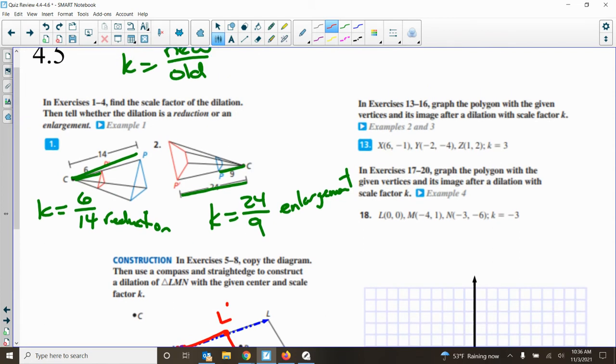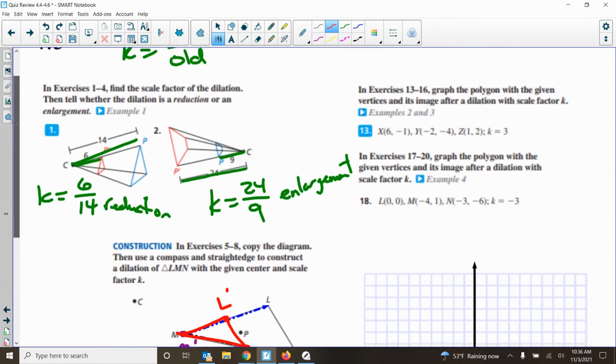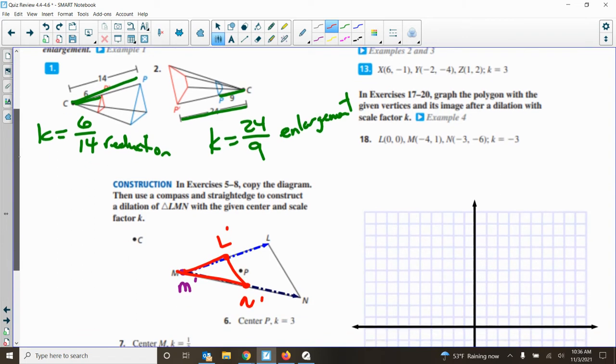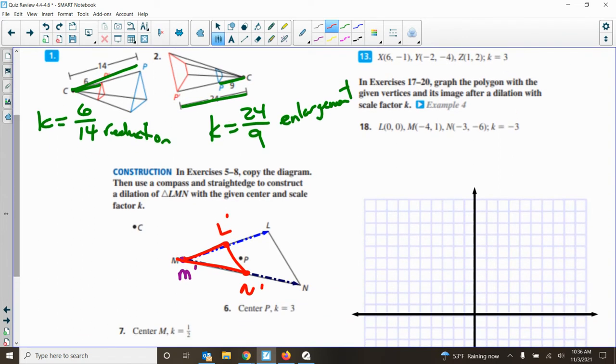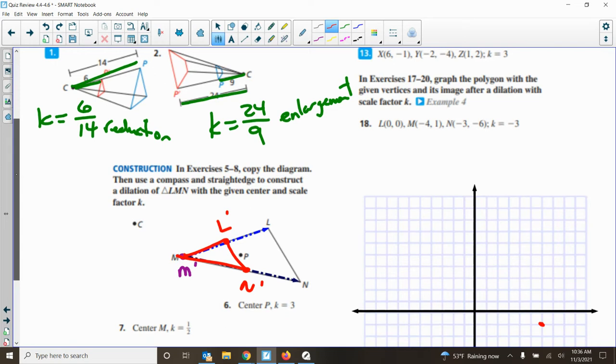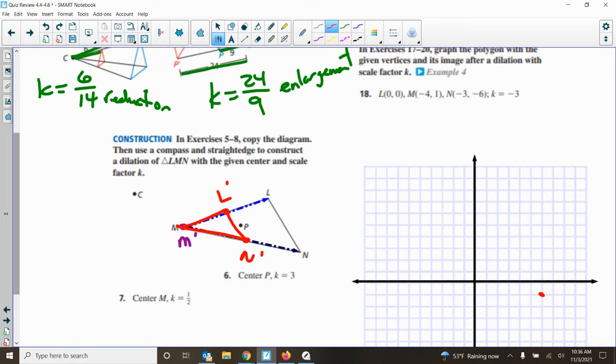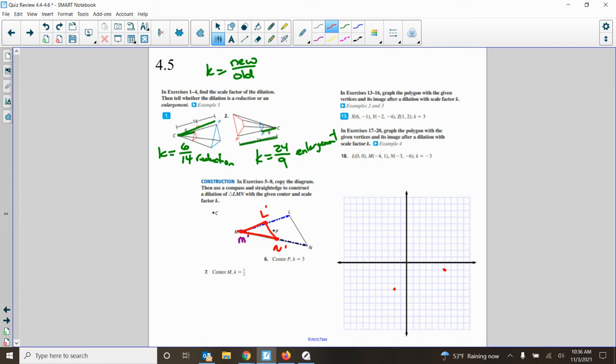Number 13, graph the polygon and the image after dilation. So let's see on this little graph down here: X is 6, -1, Y is -2, -4, and Z is 1, 2. Maybe let's go full screen here, might make it easier. And they want a scale factor of 3. All that means is multiply every single number by 3.